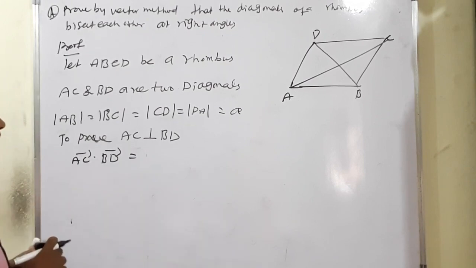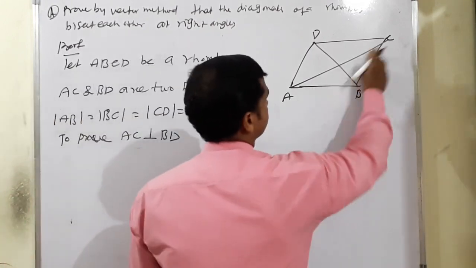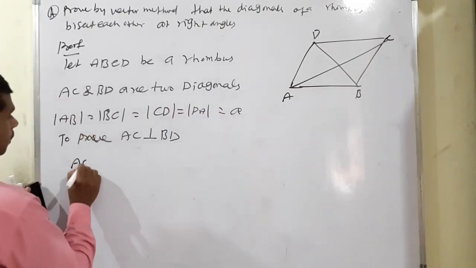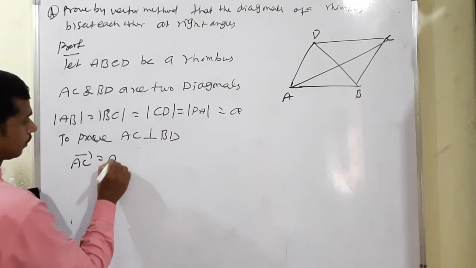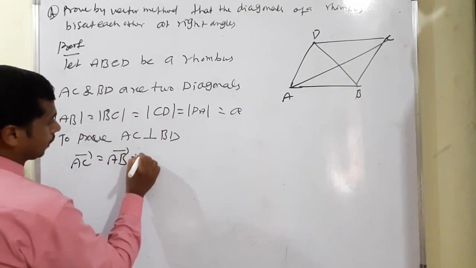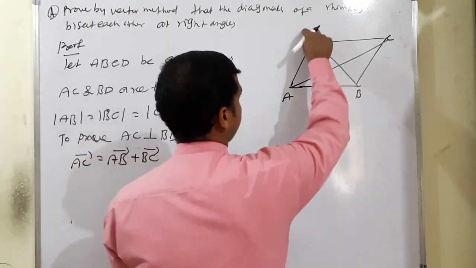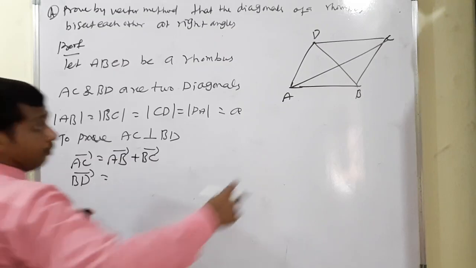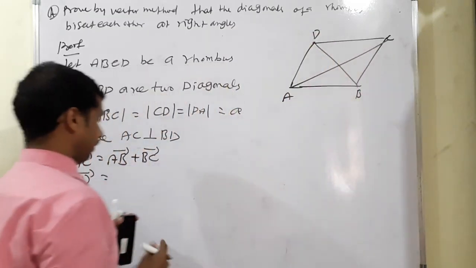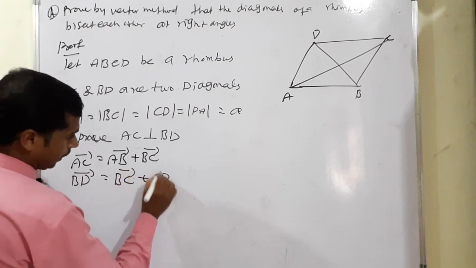AC vector, what is the meaning? First, one by one we have to find out, isn't it? First, AC vector is equal to AB vector plus BC vector. Then we need BD vector, isn't it? So BD vector is equal to BC vector plus CD vector.